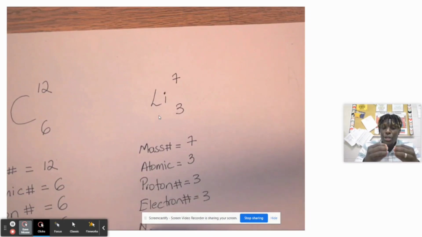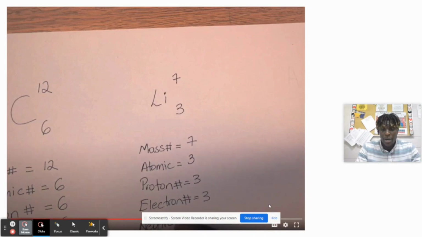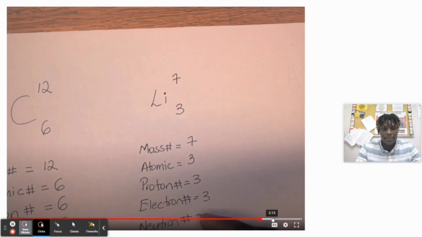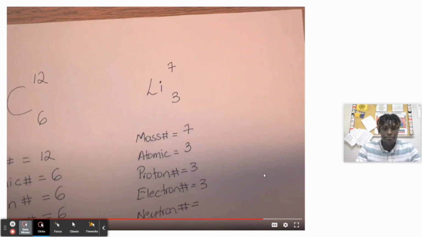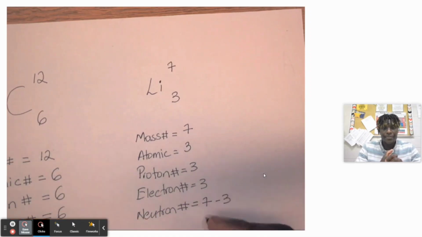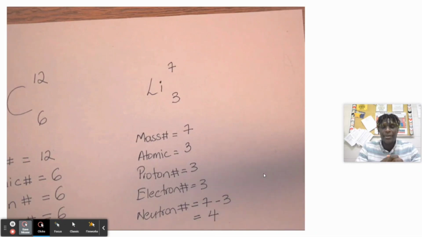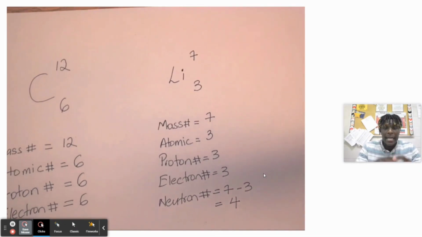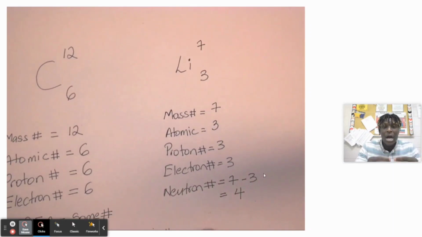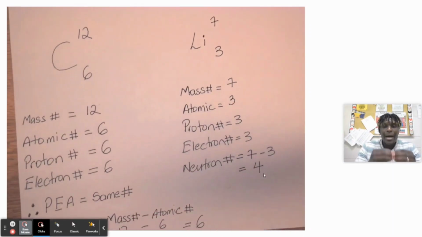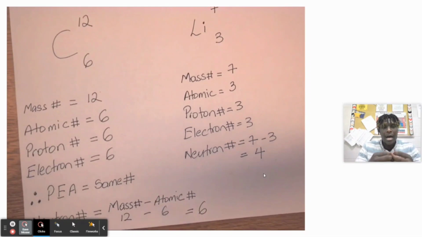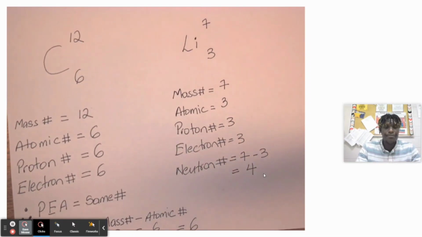And now let's find the neutron number. The neutron number is equal to what? The mass number minus the atomic number, which is 4. 7 minus 3 equals 4. And there you have it, guys. That's how you calculate the subatomic particles of elements on the periodic table.